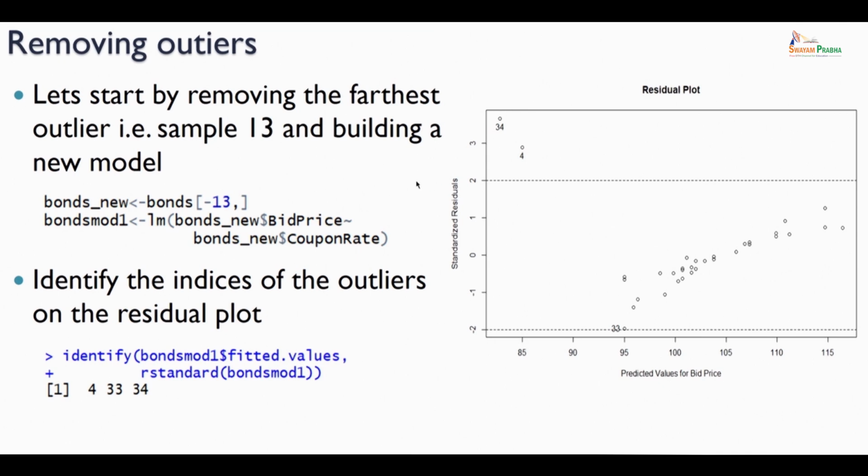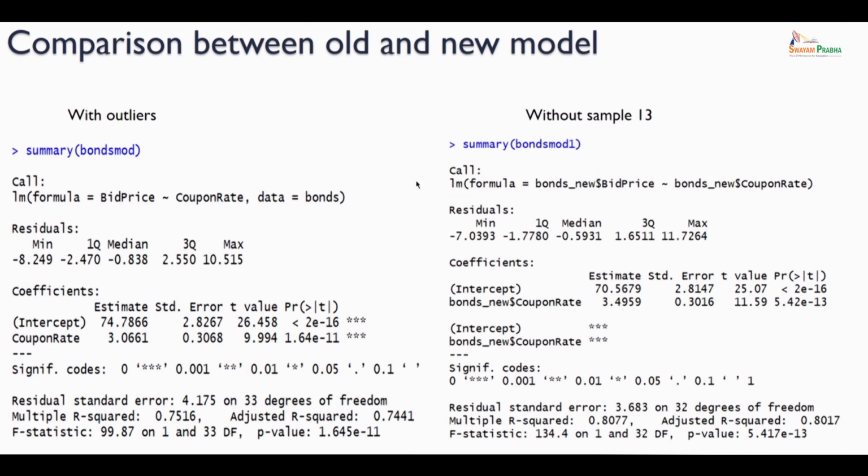Now after building this new linear model, let us take a look at the summary. On the left is the summary of the old model, bonds mod, that contains all the points. On the right I have the summary of the new model, which does not contain the 13th sample. From the R squared values of the two models, we can see that there is a drastic change by just removing one extreme point. From 0.7516, the R square improves to 0.8077. So, that is quite a drastic change.